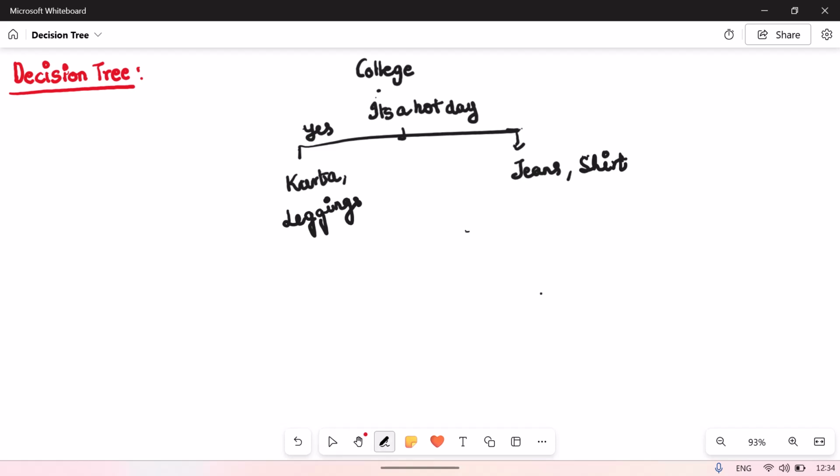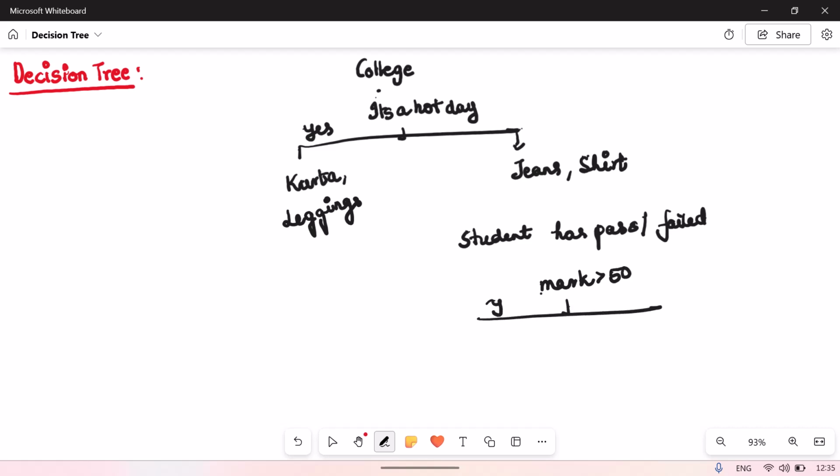Suppose I want to check whether a student has passed or failed. So this is the question. The condition is, let's say, if the mark is greater than 50. If the mark is greater than 50 and the answer is yes, then the outcome is pass. Otherwise, the outcome is fail.